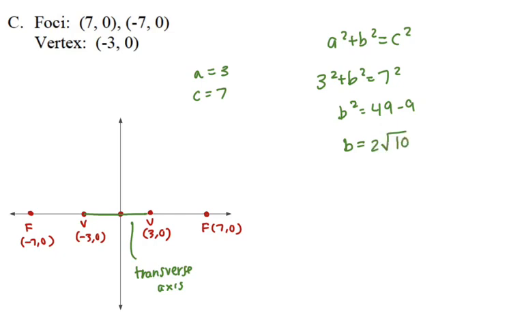To mark the conjugate axis, we're going to go up and down 2 root 10 from the center. So this is going to be (0, 2 root 10), and this will be (0, negative 2 root 10), and that marks the conjugate axis.